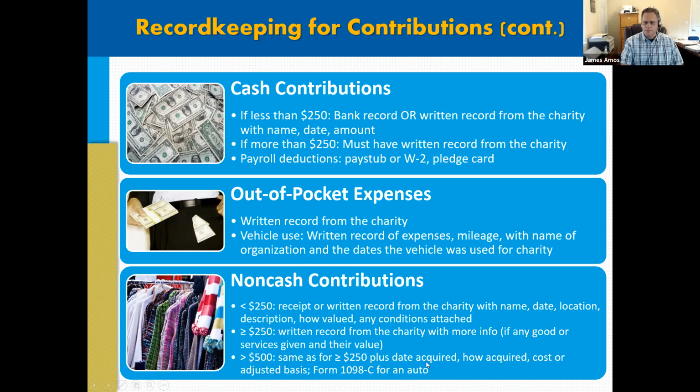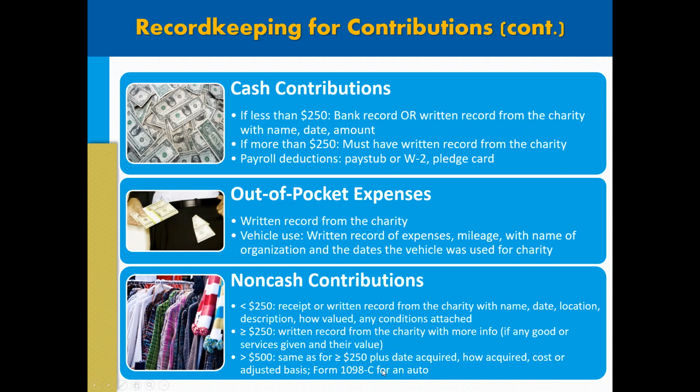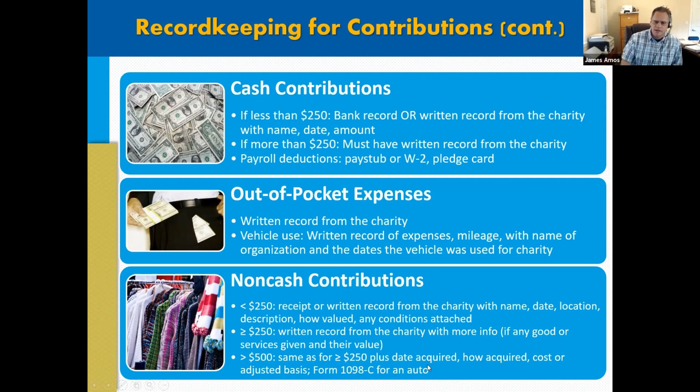You have to do some special reporting on your tax return stating when and how you acquired it. In other words, what date did you buy it? Did you purchase it? Was it given to you? Whatever. And the cost or adjusted basis you have in that item. If you donated an auto or something like that, you have to have Form 1098-C. This is important to know because you could be questioned on that. If you've donated more than $500, you have to give the IRS more detailed information about how you got the items to start with.